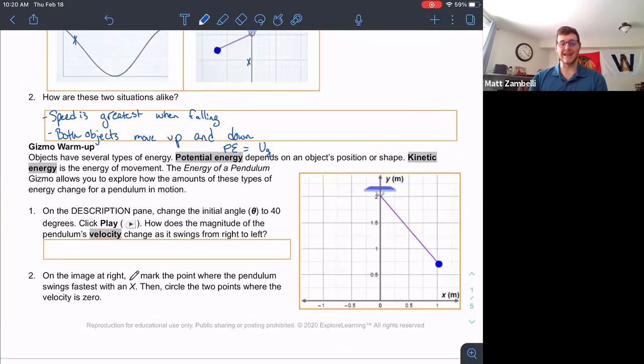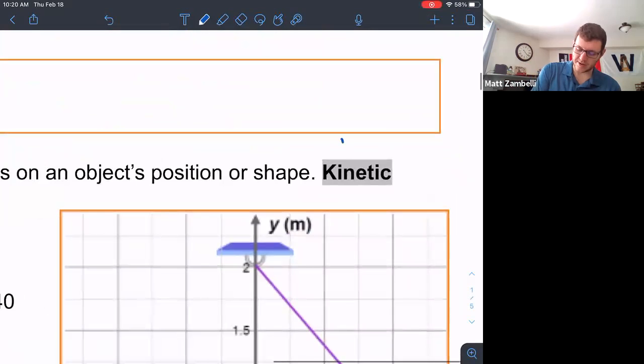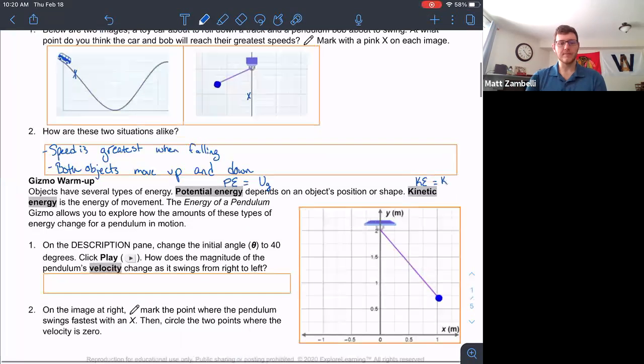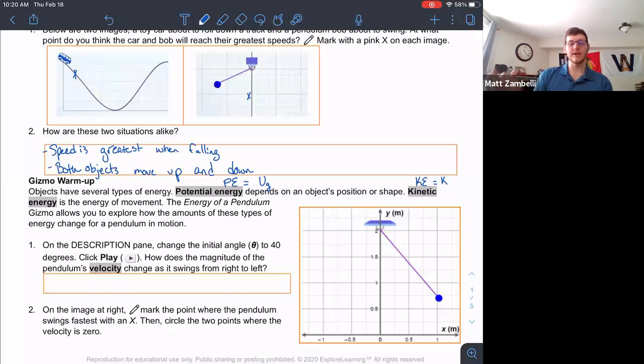And then kinetic energy is the energy of its movement. And they write their kinetic energy as KE. And we always write ours as just K. They're the same thing. And so the Energy of a Pendulum gizmo allows us to explore the amount of these types of energy during the changes in the pendulum's motion.